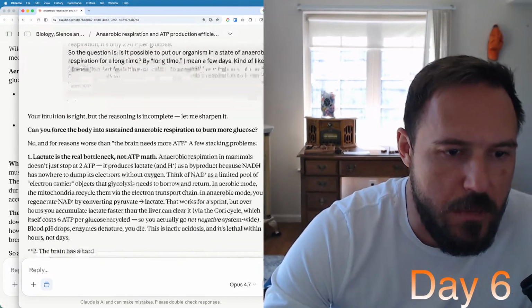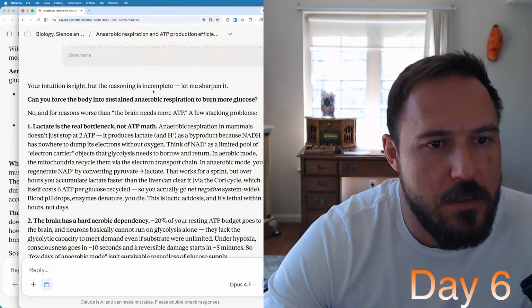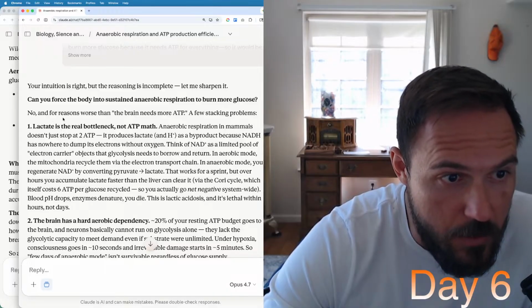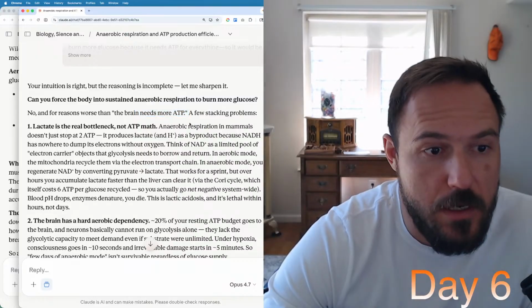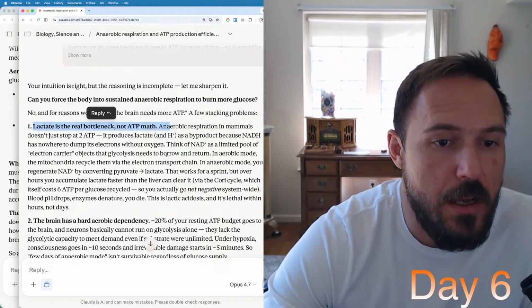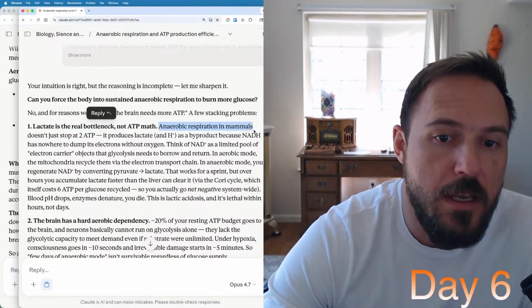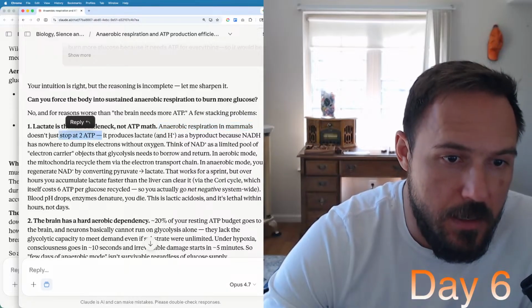Lactate is a real bottleneck, not ATP math. Okay, I see. Your intuition is right, but here's the reason. Can you force the body into sustained anaerobic respiration to burn more glucose? No, and for a reason worse than the brain needing more ATPs. Interesting. Lactate is the real bottleneck, so we don't have a mechanism to remove lactate fast enough. Anaerobic respiration in mammals doesn't just stop at 2 ATP, it produces lactate.